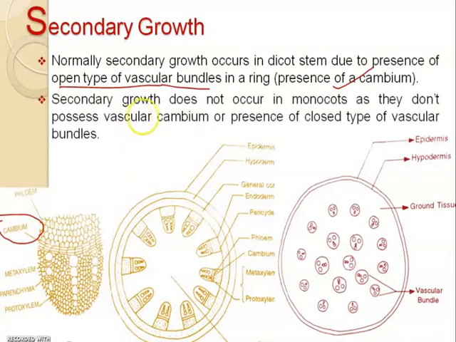Secondary growth does not take place in monocots as they don't possess vascular cambium. So, in monocots, vascular bundles are of closed type. This is the transverse section of a monocot stem, in which cambium is absent between the xylem and the phloem.